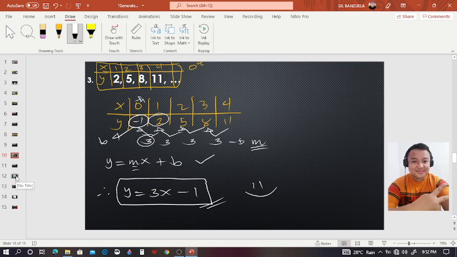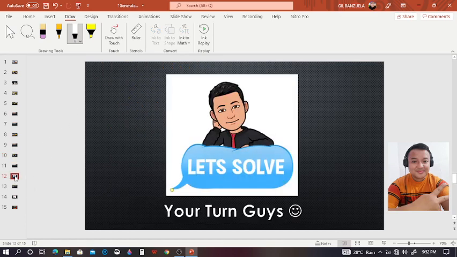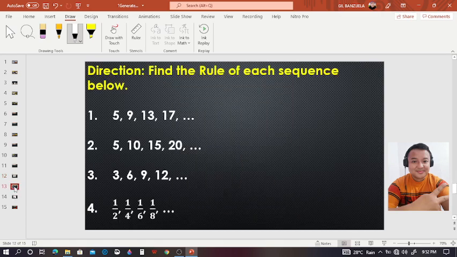I guess, ready na tayo. It's your turn, guys. I want you to get your scratch paper. Kuha tayo ng pen and paper, guys. Pagsanayan natin itong mga given na ito. Direction: let's find the rule of each sequence below. For number 1, we have 5, 9, 13, 17. What is the rule behind this set of numbers? For number 2, we have 5, 10, 15, 20. For number 3, we have 3, 6, 9, and 12. And for number 4, we have 1/2, 1/4, 1/6, and 1/8.